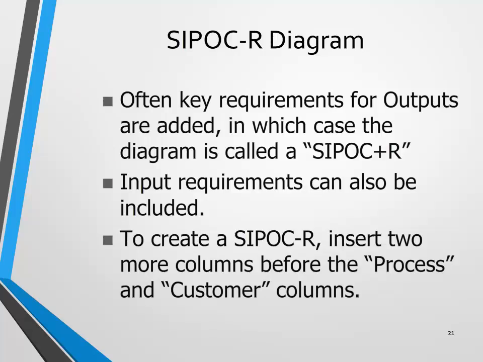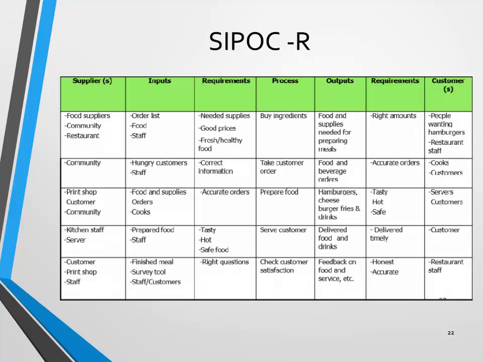As an enhancement, one can include the requirements in the SIPOC. Be sure that requirements are added both for outputs and inputs. Here's an example of a SIPOC diagram with requirements. Notice how this adds to the SIPOC diagram and also prepares you to move to the next step in the DMAIC process.